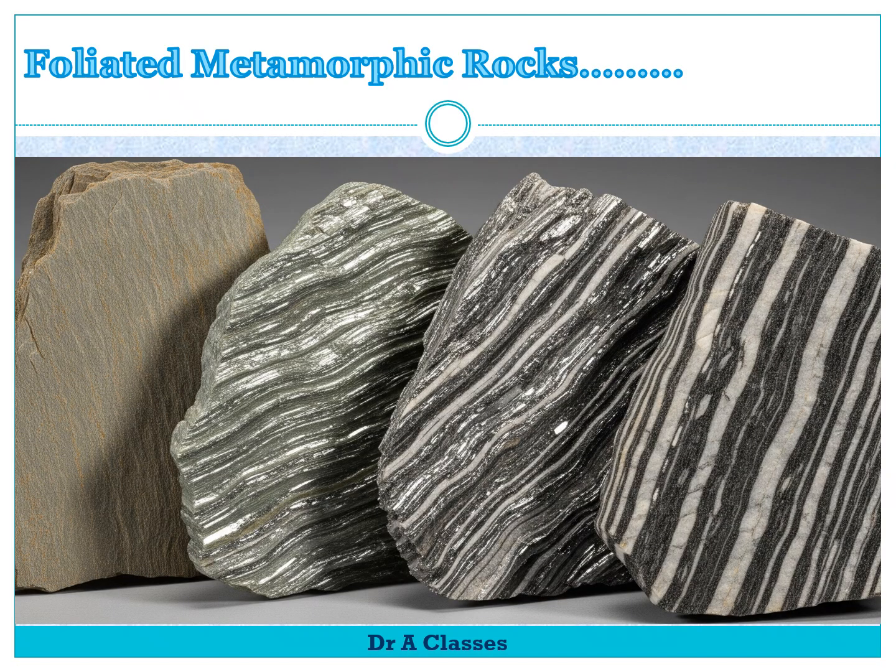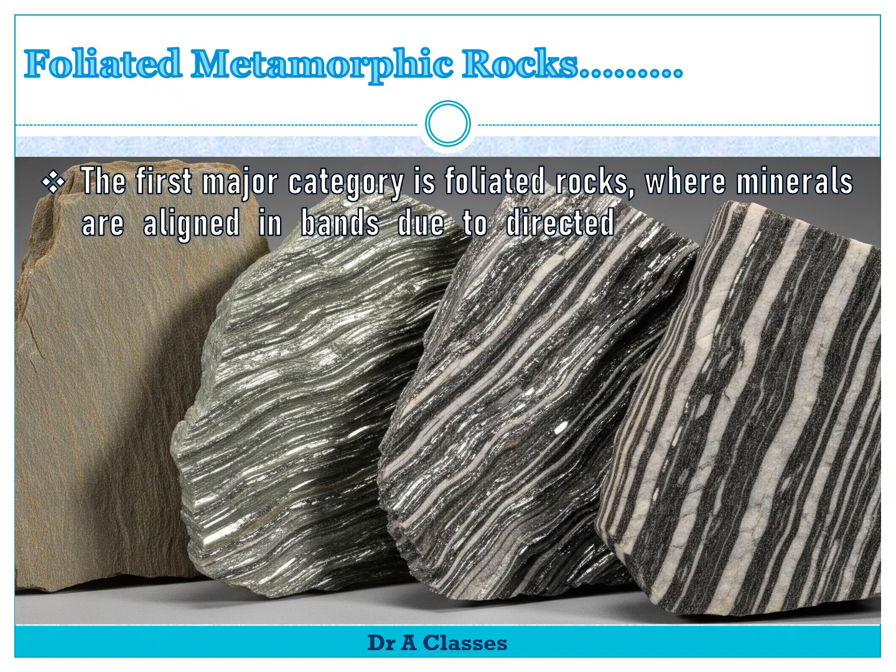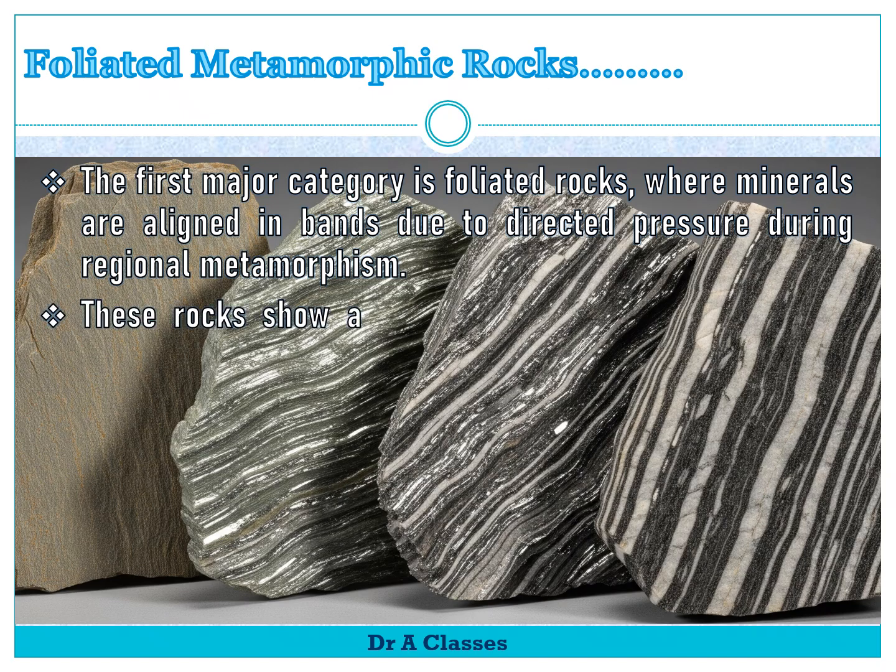Foliated metamorphic rocks. The first major category is foliated rocks, where minerals are aligned in bands due to the directed pressure during regional metamorphism, giving the rock a striped or platy appearance. This develops due to directed pressure causing platy and elongated minerals like mica or chlorite to align perpendicular to the maximum stress. Common in regional metamorphism, these rocks show a clear progression in metamorphic grade.